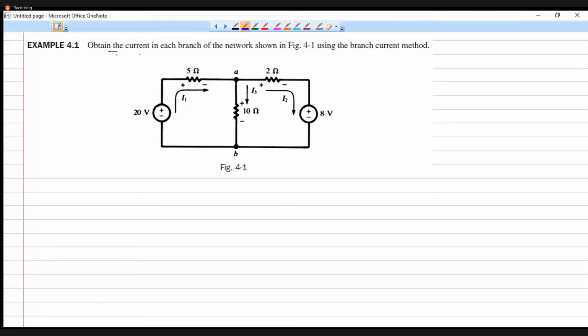So the question is to obtain the current in each branch of the network, and we are asked to use the branch current method. If in exams the method is specified, then you have to use that particular method to solve the numerical problem. Otherwise, you can solve it, for example, using the mesh current method and writing the KVL equations. But if it is asked specifically that you have to use the branch current method, then you have to follow the algorithm that we have just read.